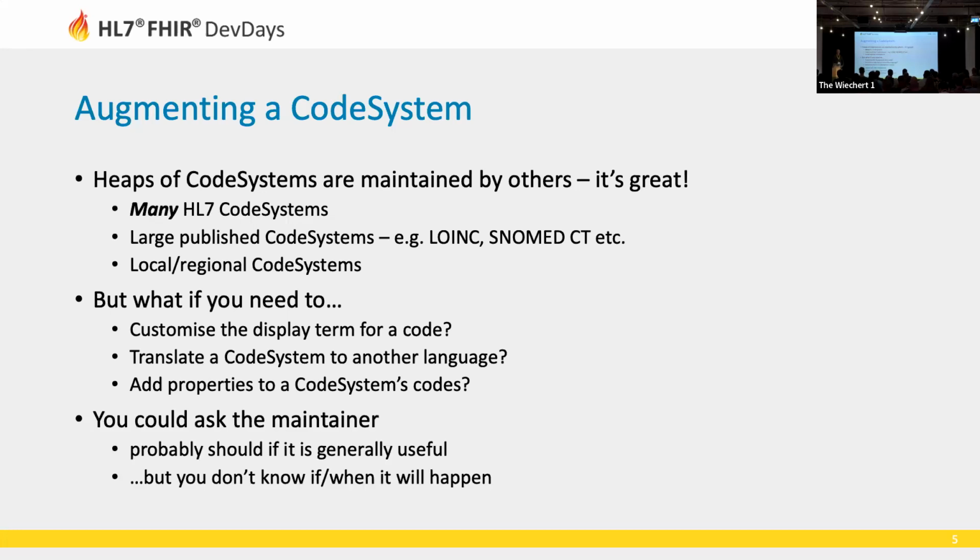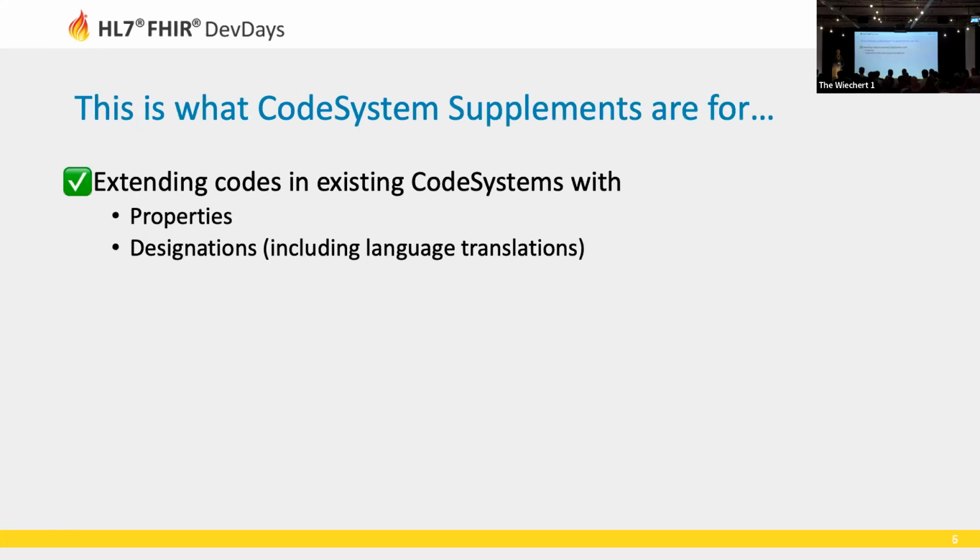You can ask the maintainer to try and do that, and if it is a generally useful thing, that might actually be a really good thing that you should do. But you don't necessarily control if and when that would happen, and really whether that's in scope for them or not. So this is where code system supplements come in. A code system supplement can be used to extend a code system with properties and with designations. So any properties, but also designations in terms of adding different synonyms, but also complete language translations if you wish.